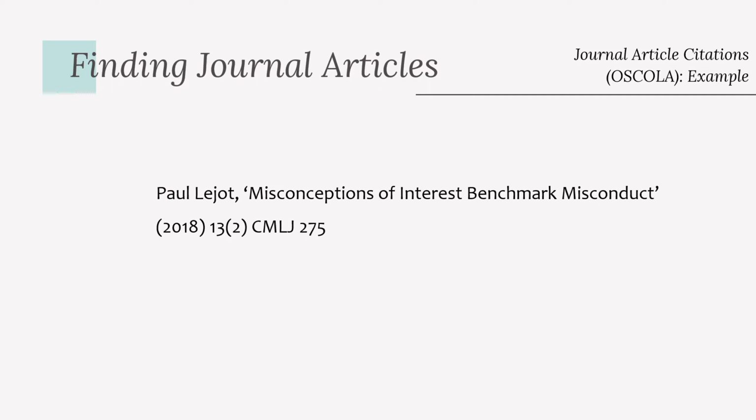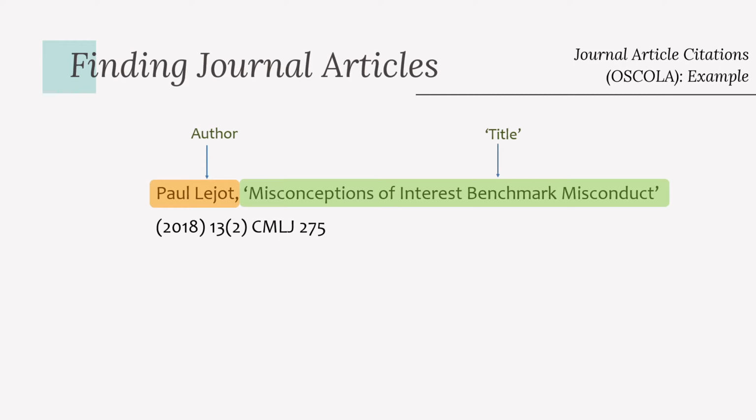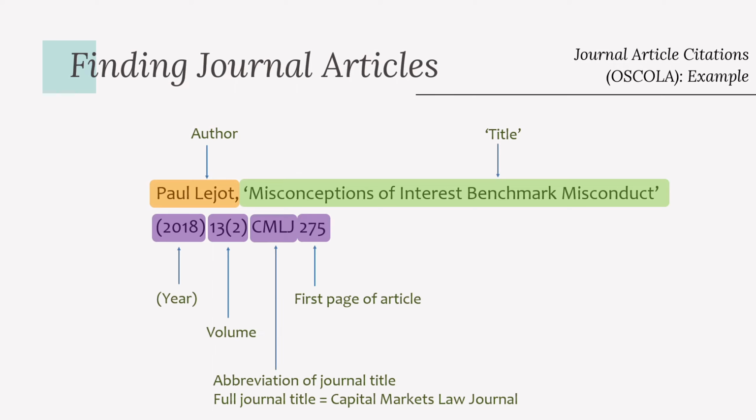It is a footnote referencing style widely used in British legal writing for accurately citing the resources used in a work. This is how to interpret the citation of a journal article. First part, name of the author. Second part, title of the article, enclosed by quotation marks. Third part, information about where the article was published.